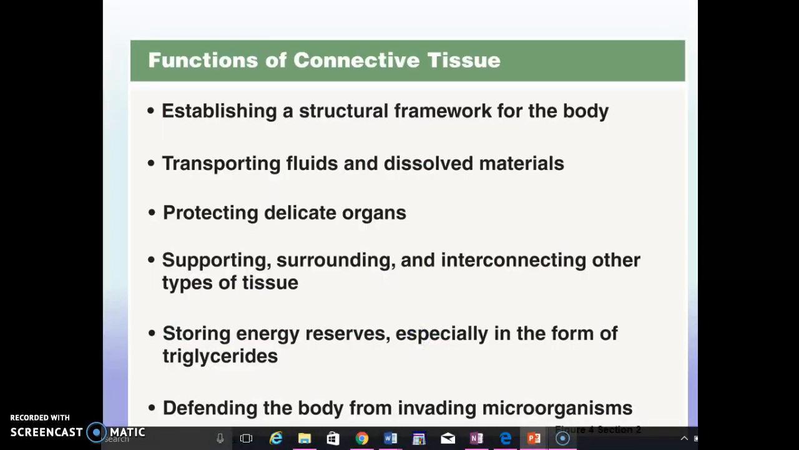Overall, the functions include framework, transportation, protecting organs, supporting, surrounding, and interconnecting types of tissue, storing energy as a triglyceride, and immunity, defending the body from invading pathogens.